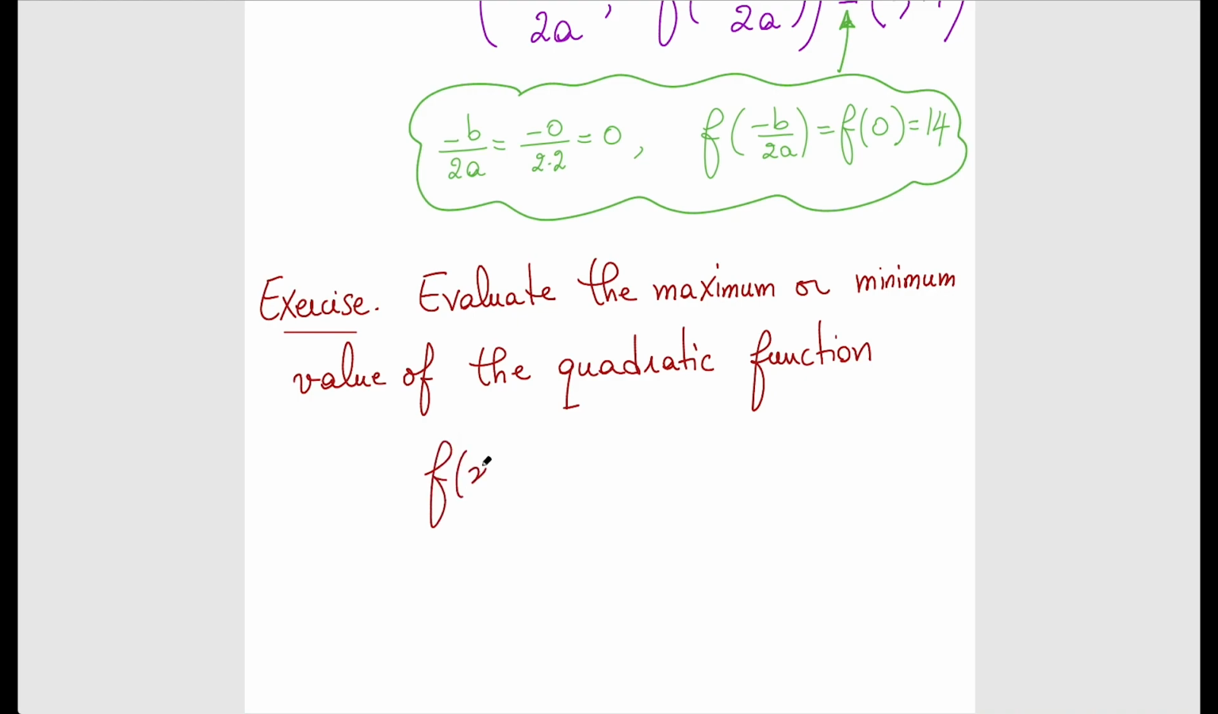F of x equals minus 2x squared plus 4x minus 5. So we just need to evaluate the maximum or minimum value of this quadratic function. Well, first of all, does this function have a largest value or a lowest value? Does it have a maximum or minimum?